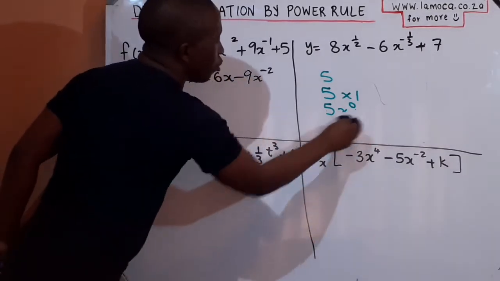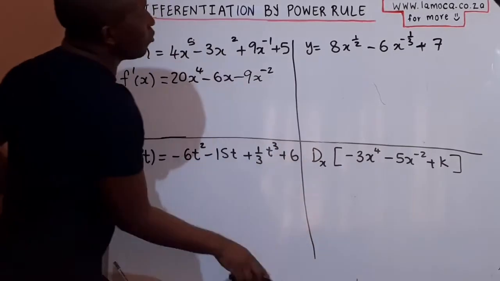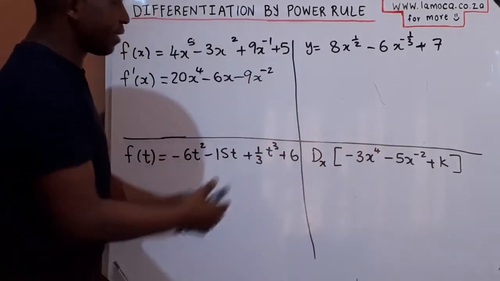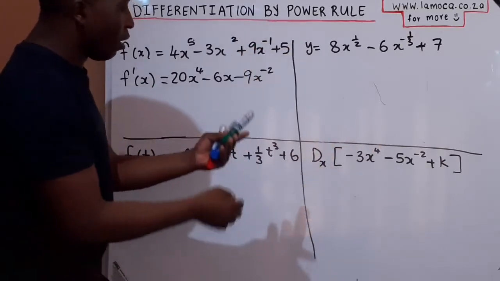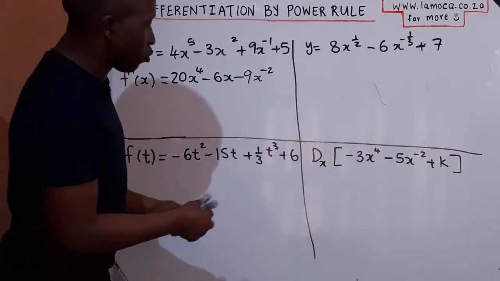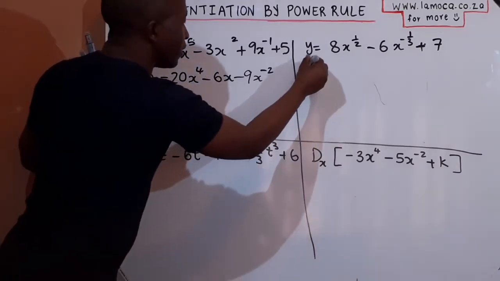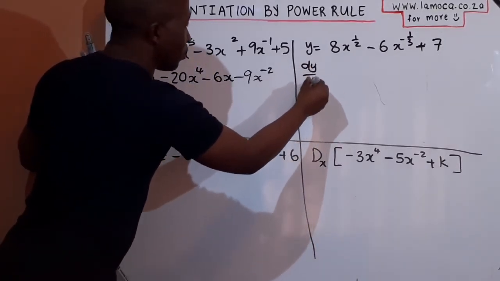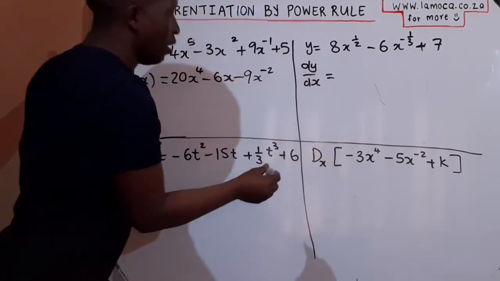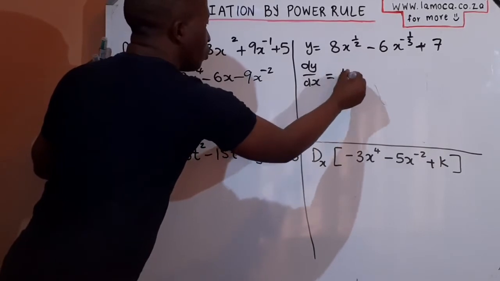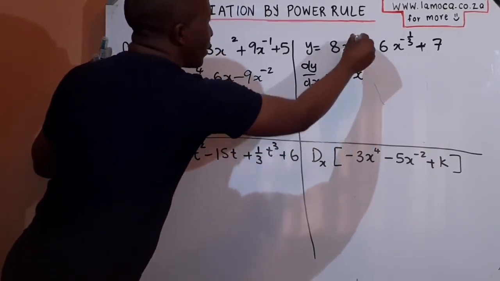Right. Let's go to the second question. The second question is y equals 8x to the power half minus 6x to the power minus 1 over 3 plus 7. Once more, I'm looking for the first derivative. So because now they're using y in the question, I'll need to say the derivative of y with respect to x, dy over dx, is the exponent multiplied by the coefficient. So half of 8 gives you 4. And then on that exponent, we need to minus 1.